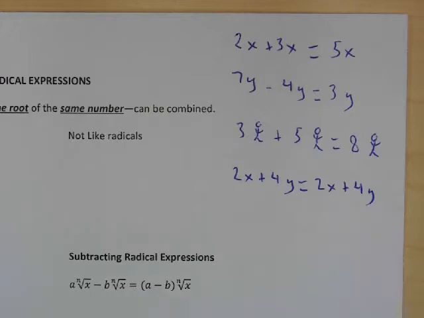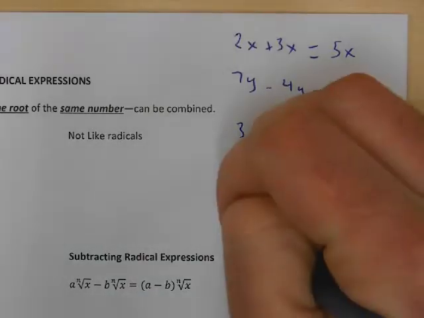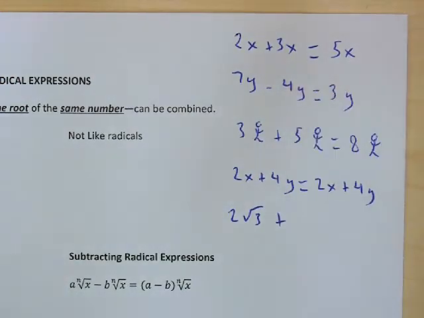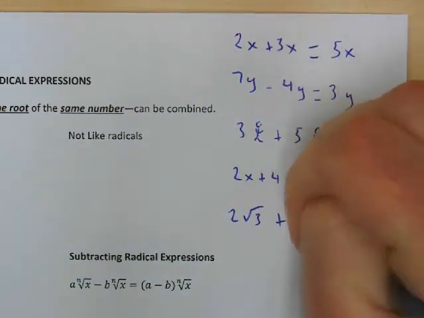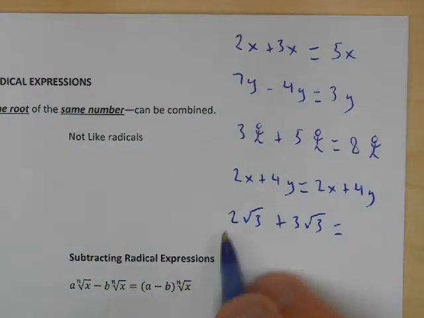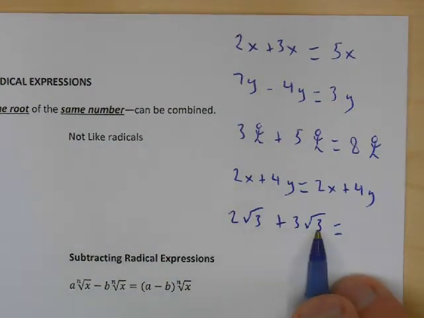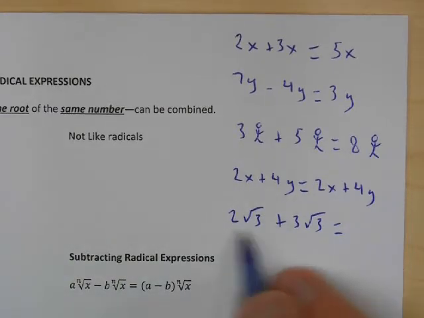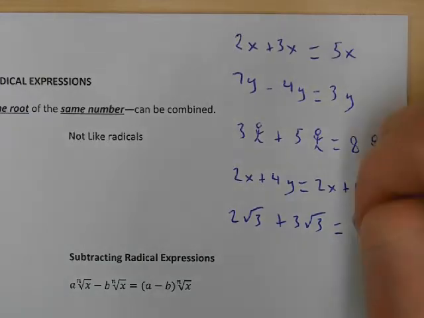Okay, so with that in mind, what would the answer to something like this be? What if I had 2 root 3 plus 3 root 3? Okay, do we have like terms? Sure, I've got 2 of this thing plus 3 of that same thing, so how many of that thing do I have? In other words, how many root 3's do I have? Well, 2 root 3's plus 3 more root 3's gives me 5 root 3's.